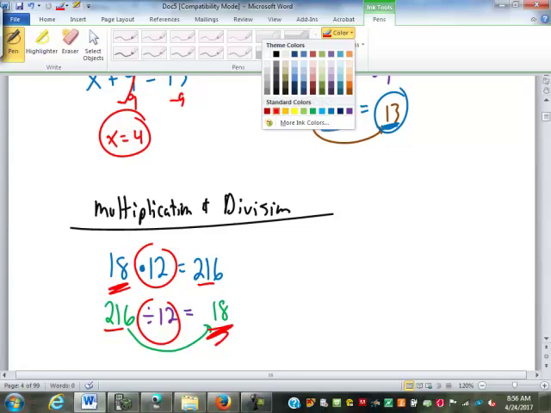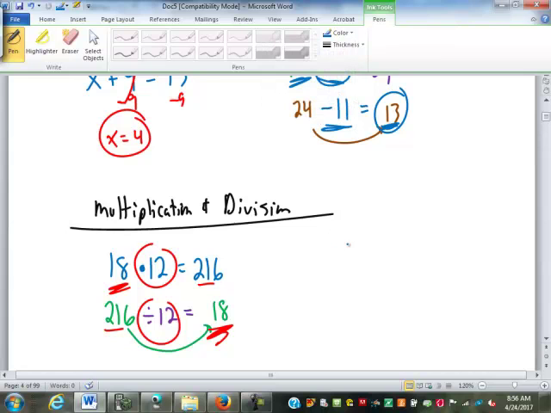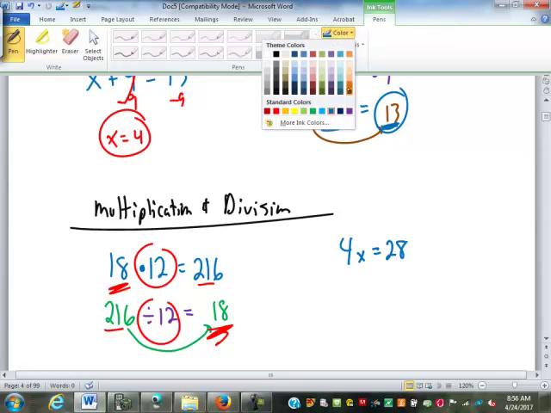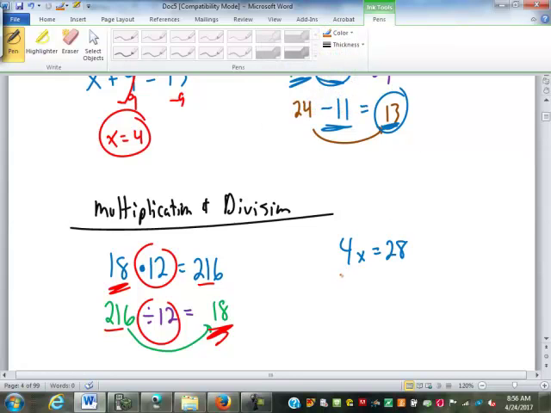Those are inverses. And again, this is why when we had an equation, if I had 4 times x equals 28, x has been multiplied by 4. To solve it, we would divide by 4. It cancels out the times 4 to give us x equals 7. So multiplying by 4 and dividing by 4 canceled out and put us back to where we started.